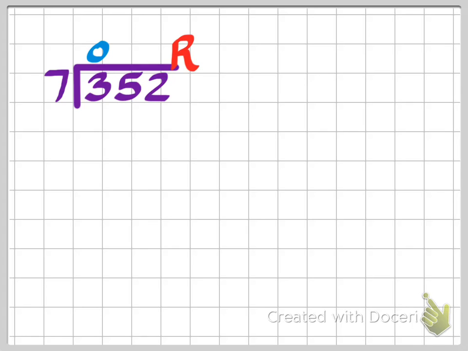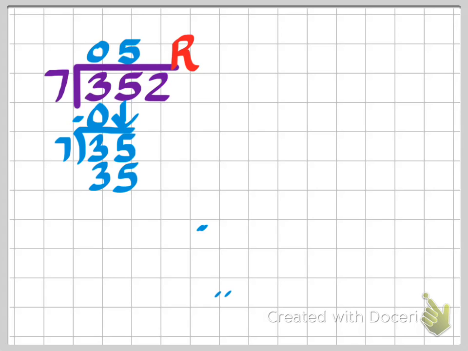So that's dividing. Then you had to multiply. 0 times 7 is 0. Then subtract. And bring it down. Then you have to do it all over again. How many times does 7 go into 35? Good job, 5. 5 times 7 is 35. Then you had to subtract and bring it down.